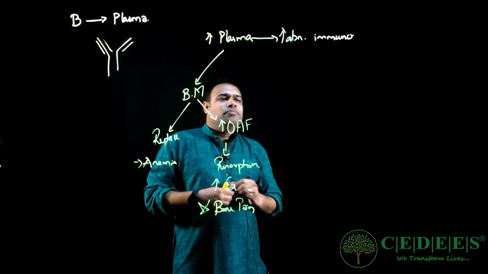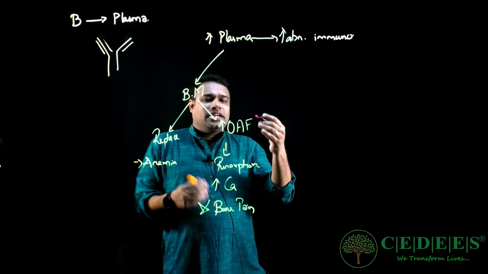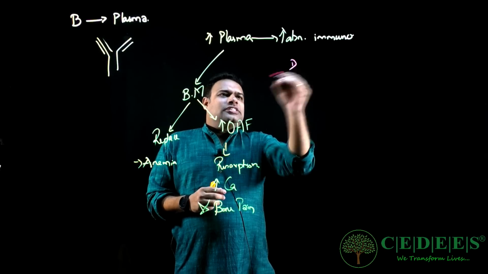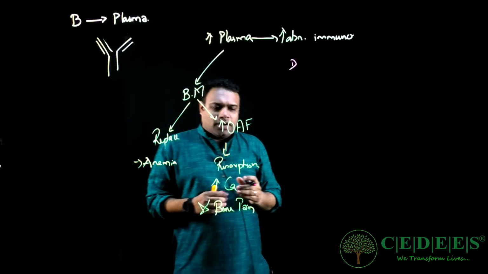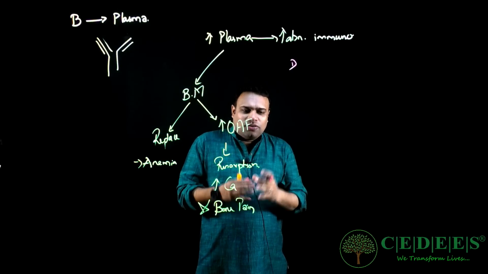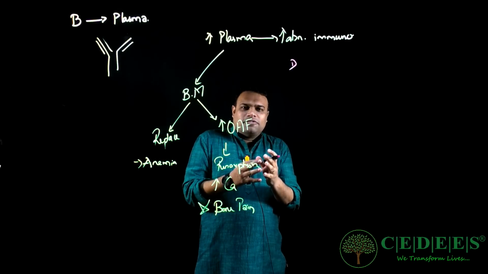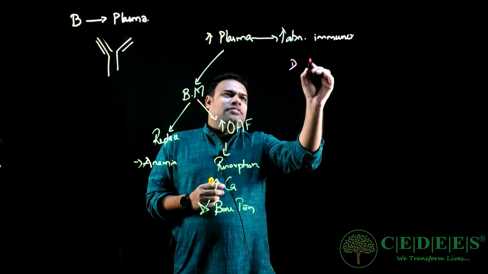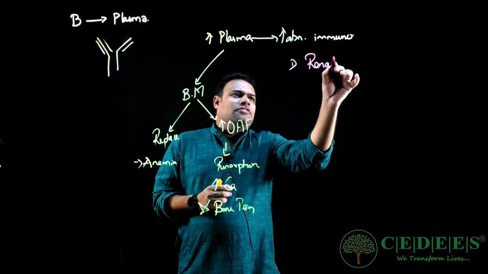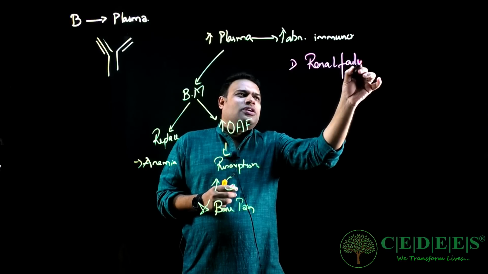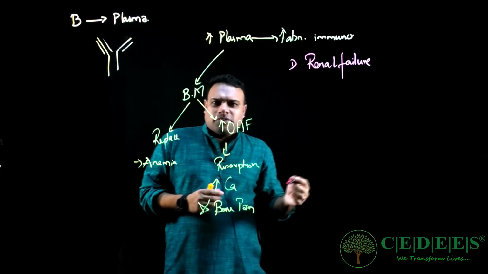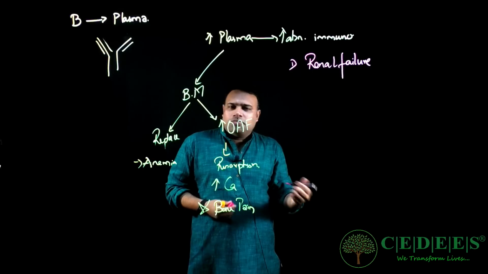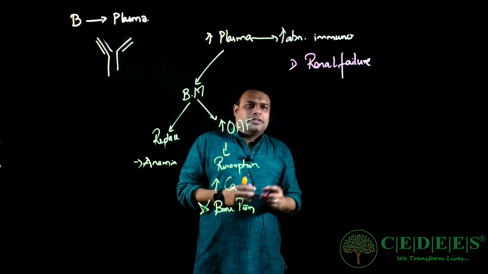Now coming to abnormal immunoglobulins, what is it that they can cause? The first thing is, you heard of Bence Jones proteins, right? So all of these abnormal immunoglobulins can form small clumps and they can damage your kidney. So it can result in what is known as renal failure. This is the second important one, more than 25% of the patients land up with renal failure. So keep that in mind.